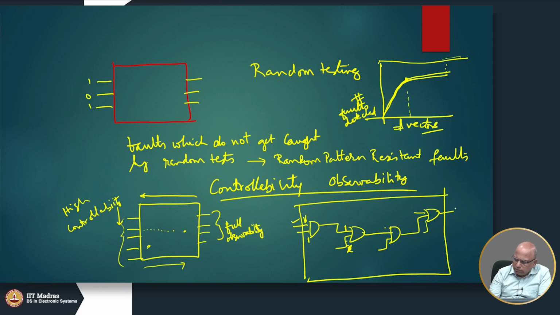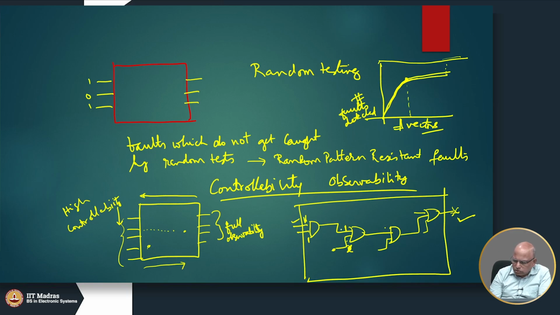Similarly, if I want to see what is there on this line, I can directly observe this line. I can connect this to an oscilloscope, or I can connect it to a multimeter and I can see what the value is. But if I want to know what is the value here, I will have to propagate this line.